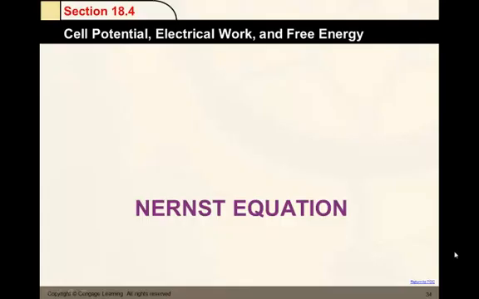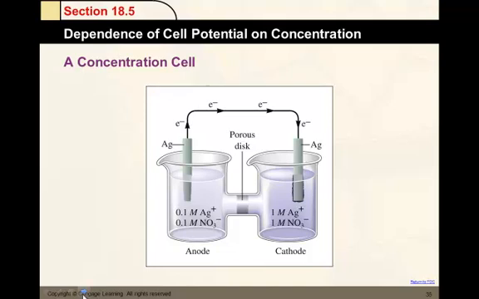The Nernst equation. The Nernst equation is a new equation for us because it relates electrochemical cells that are not at standard conditions. Here's an example of a concentration cell. You notice, first of all, the molarities are different.